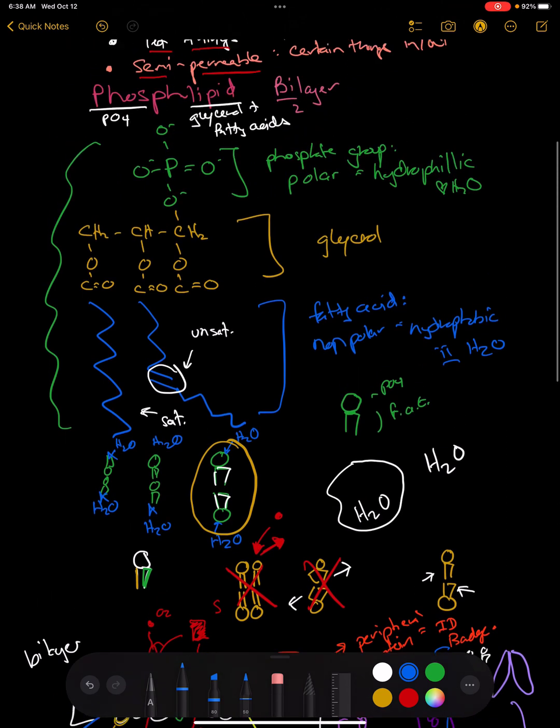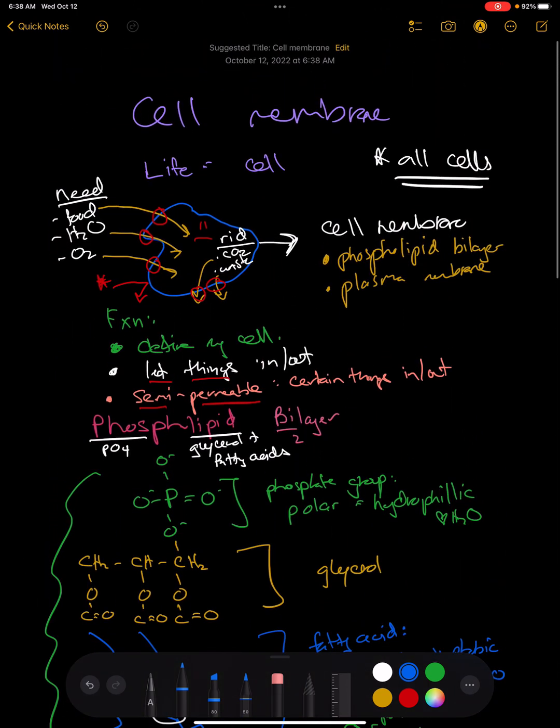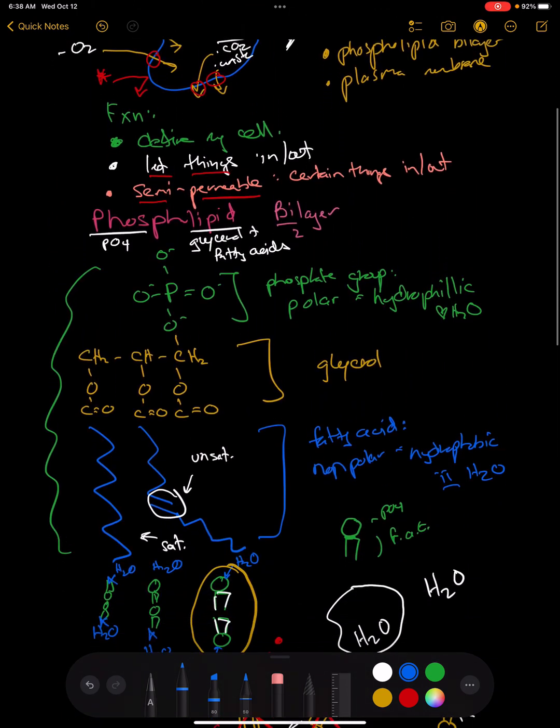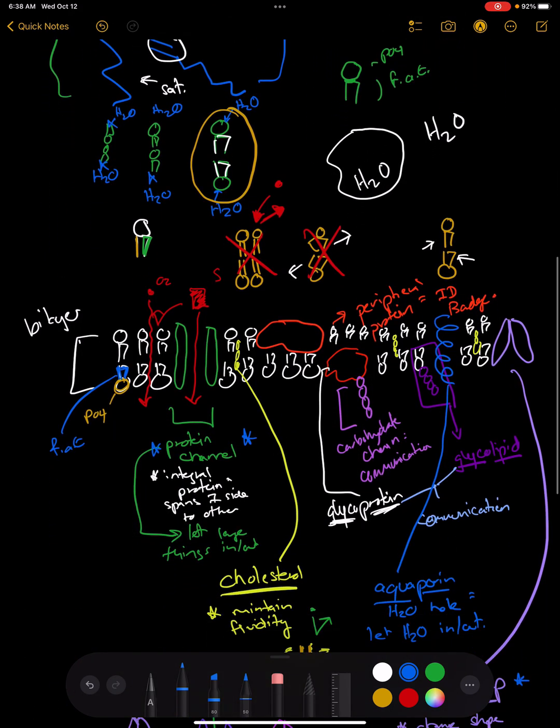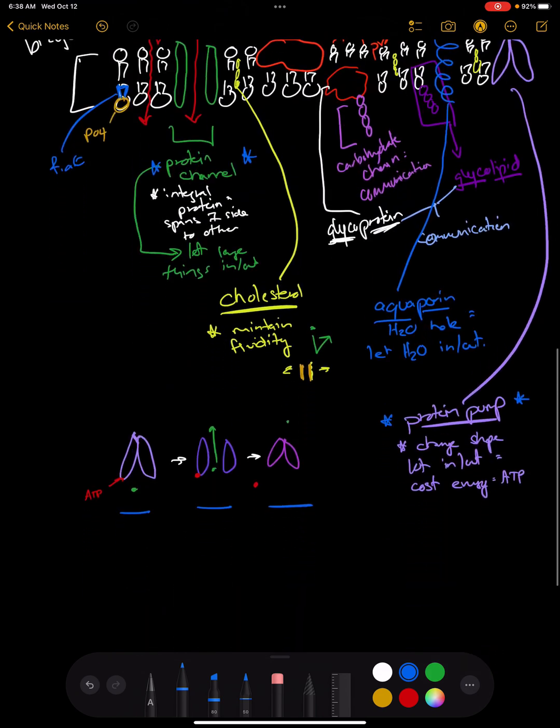So there's your phospholipid bilayer. You can see, we need things to get in and out. Those are my functions. There's my big structure of it. This is why it's arranged like that. And then here's all the other pieces. I hope that helps.